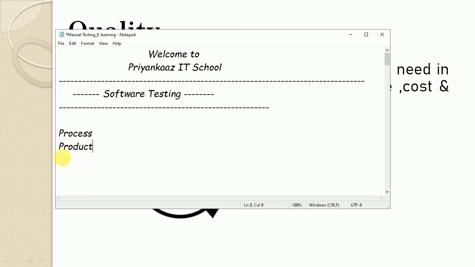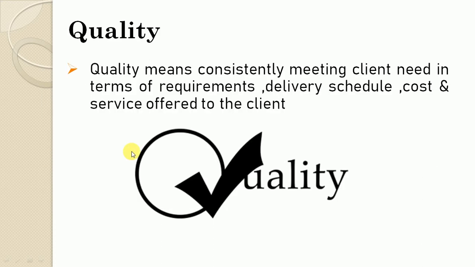So software quality includes activities related to both process and product, and those activities we generally call QA and QC. Okay, so here two terms we should know. What is meant by quality assurance? QA is all about quality assurance, and QC is all about quality control. Now here, let's see what is the difference between quality assurance and quality control.